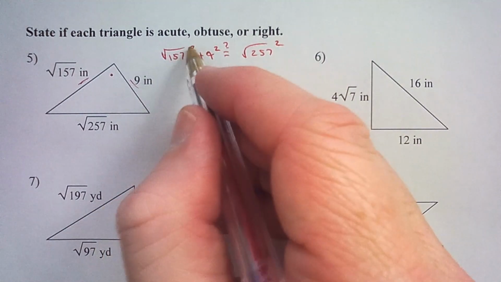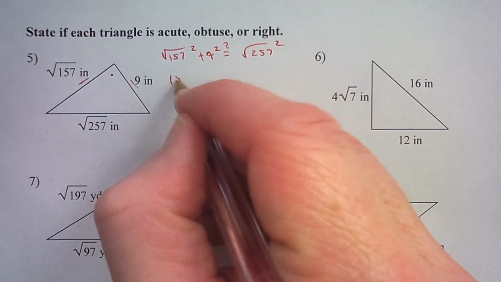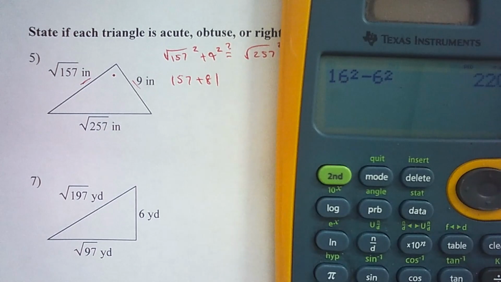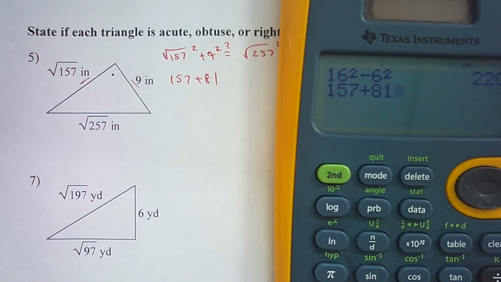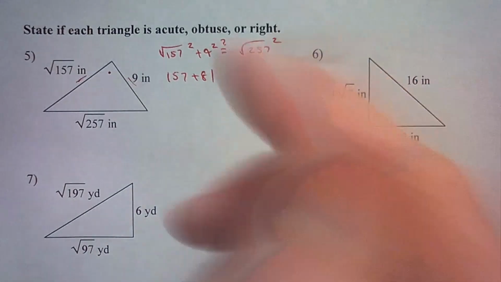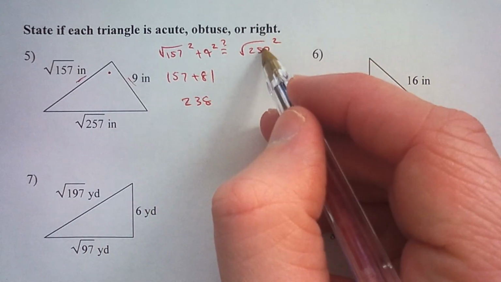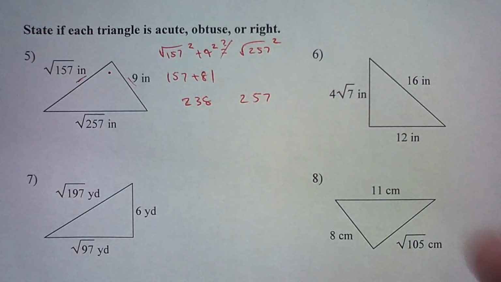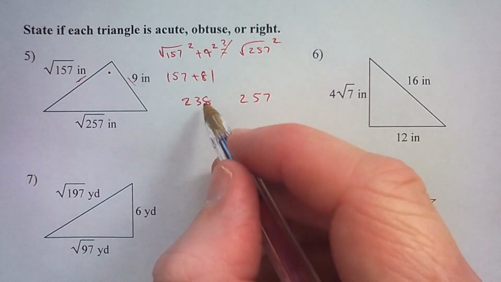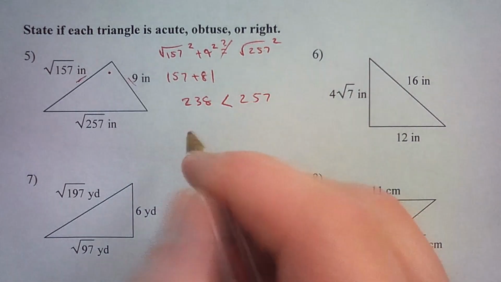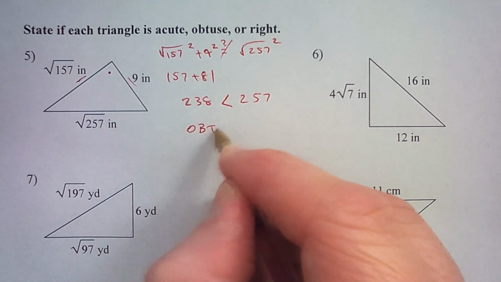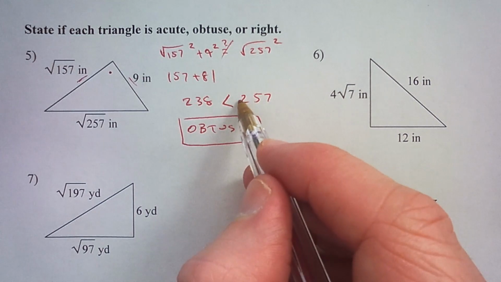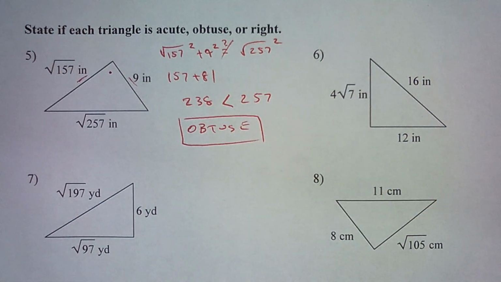Okay, so the square root of 157 squared is 157. And 9 squared is 81, and 157 plus 81 is 238, so we have 238, and the square root of 257 squared is 257, so no, they're not equal, so it's not right. 238 is less than 257, and what that means is this triangle is obtuse. If a squared plus b squared is less than c squared, the triangle is obtuse.